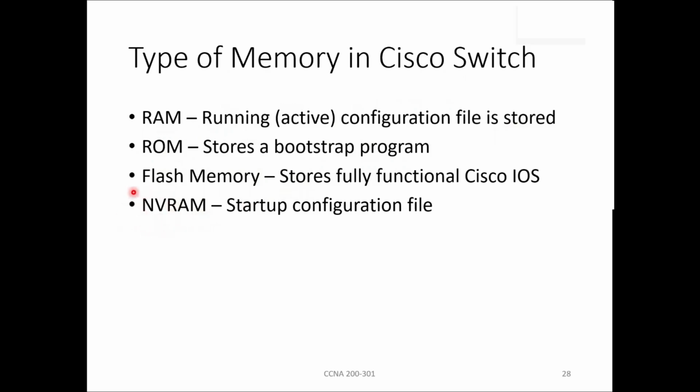NVRAM is non-volatile random access memory. So the startup configuration file will be stored over there. Startup configuration file means some file you saved inside your router or switch. Those files will go to NVRAM. NVRAM is similar to a hard disk, a PC hard disk, where you can store the information.